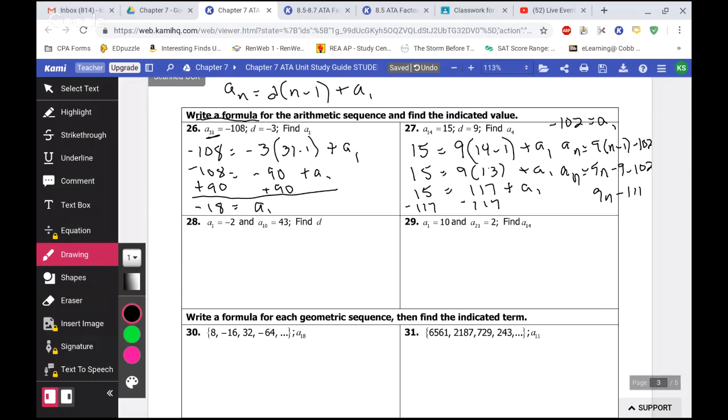And so then we'll stick in a 4 for the n, because we're looking for the 4th term. Okay.